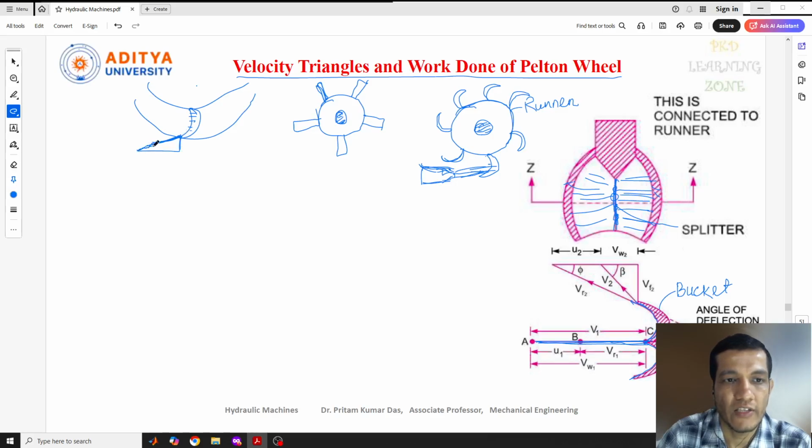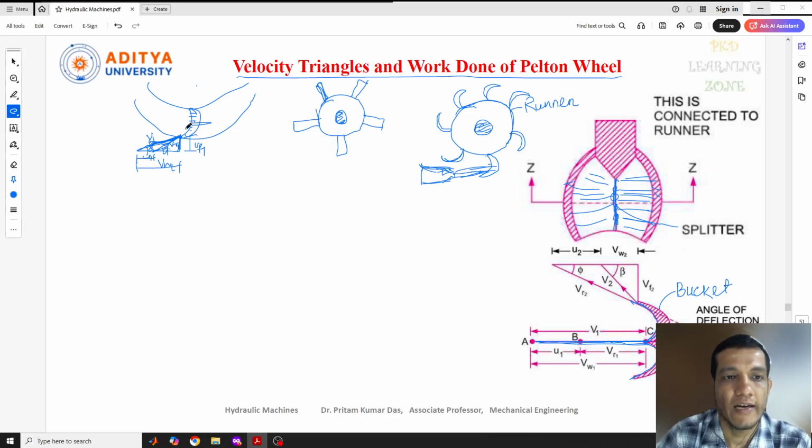That's why the velocity triangle for this condition was like this. This is the impact of the jet, V1, and this makes an angle of alpha. This is our relative velocity, Vr1, which makes an angle of theta. This is the value of u1, the blade velocity, and this is Vw1, the whirl velocity, and this is Vf1, the flow velocity.